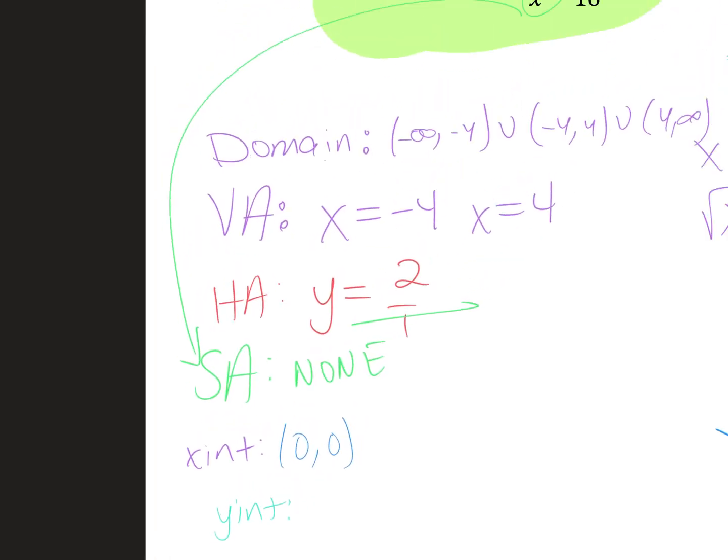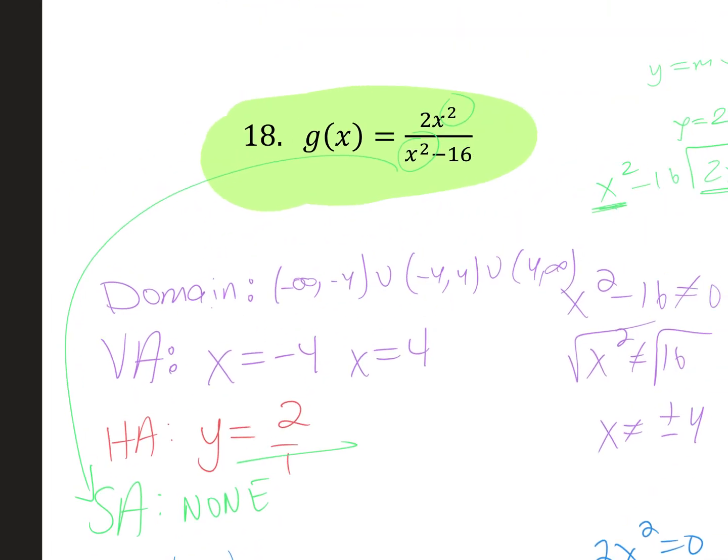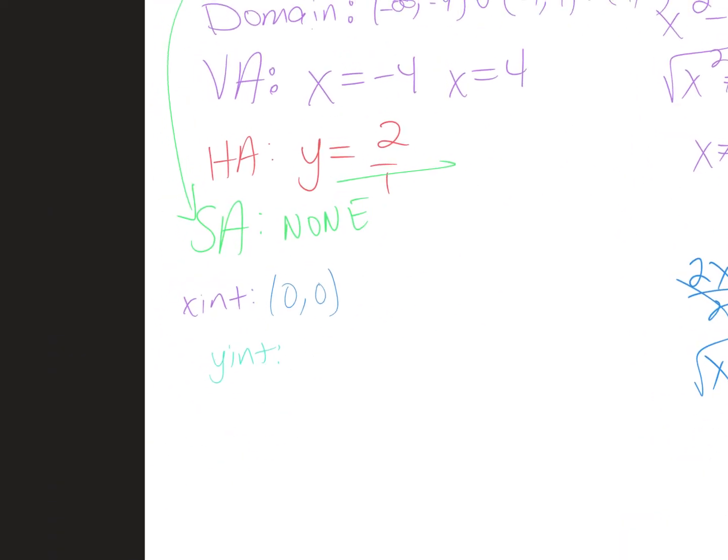How do we find y-intercepts? Plug zeros in for x in your equation. So if I put a 0 here and a 0 here, I get 0 over negative 16. What is that answer? 0. That is an intercept at 0, 0. If you had 16 over 0, what would it be? None. Good. Make sure you see the difference there.